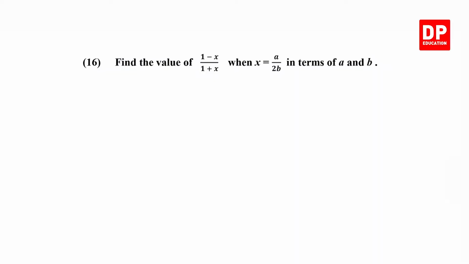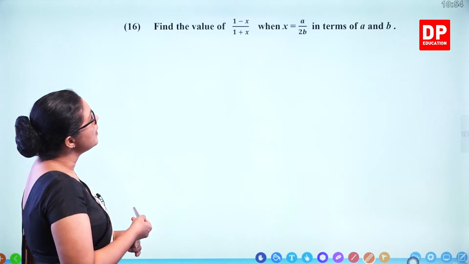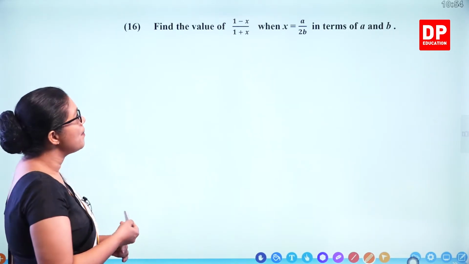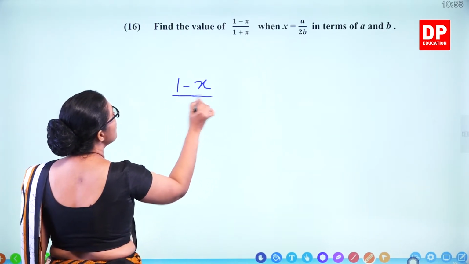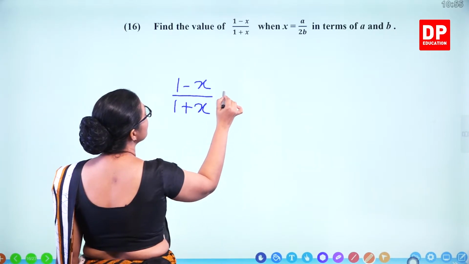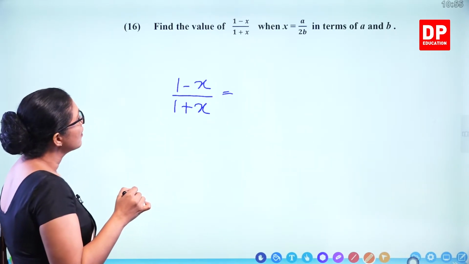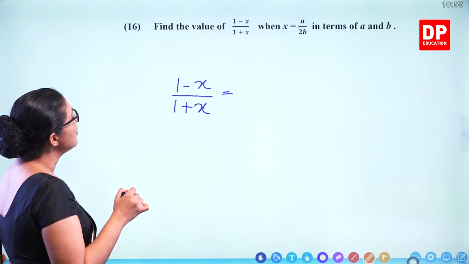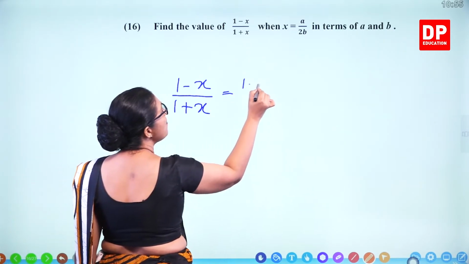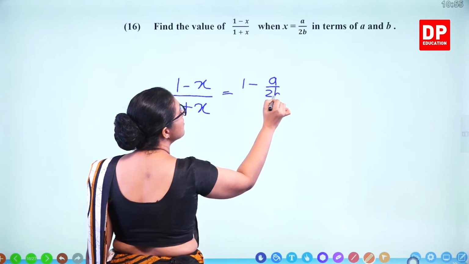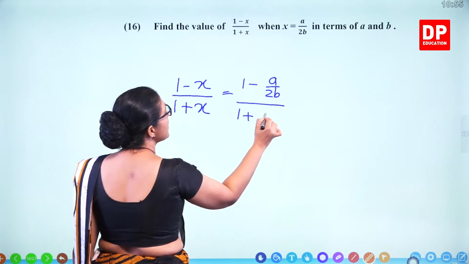Question number 16. Find the value of (1 minus x) over (1 plus x) when x equals a over 2b, in terms of a and b. So 1 minus x and 1 plus x. You can substitute x equals a over 2b: 1 minus a over 2b and 1 plus a over 2b.